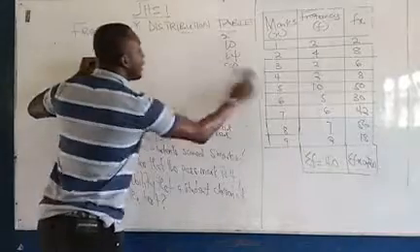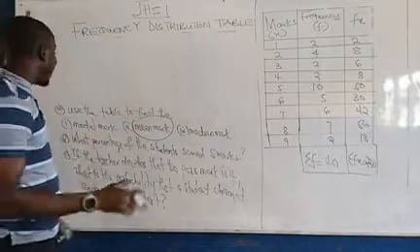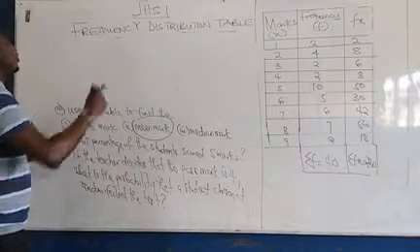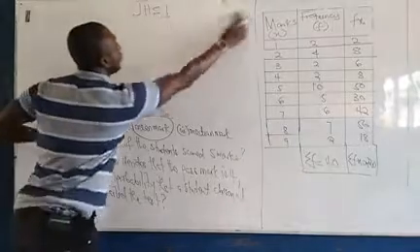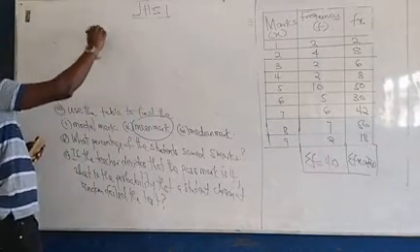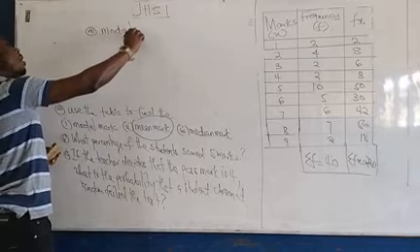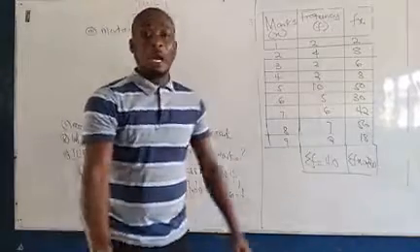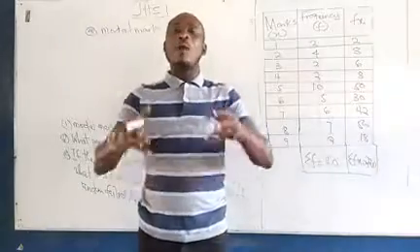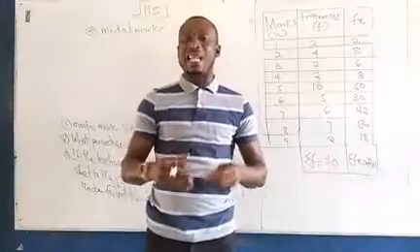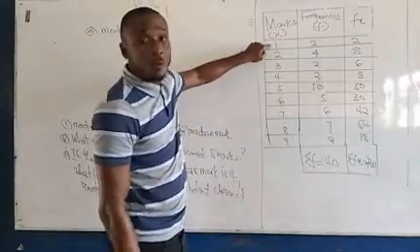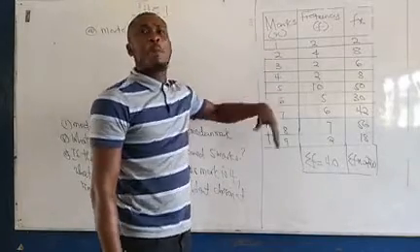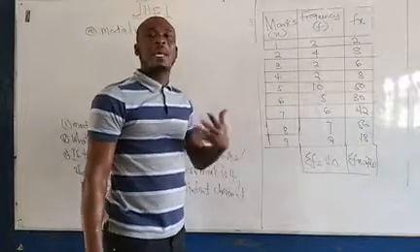Let's go to the sub-questions. The first question says: A, use the table to find the modal mark. You have to find the modal mark. Again, we learned that when we talk about mode or modal, it is the number with the highest frequency. So we come to the marks and look for the mark that people were able to score more. And that becomes your modal mark.